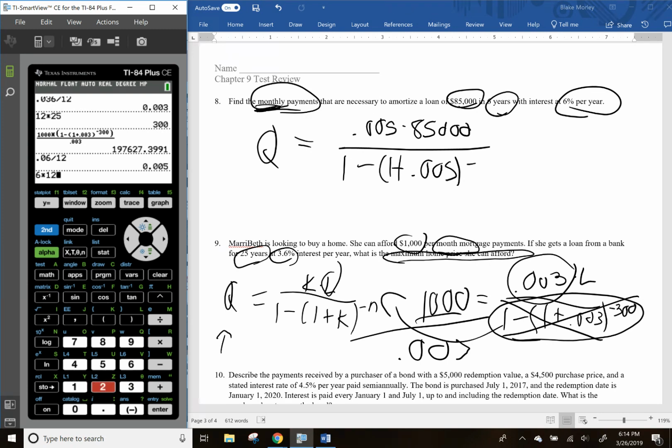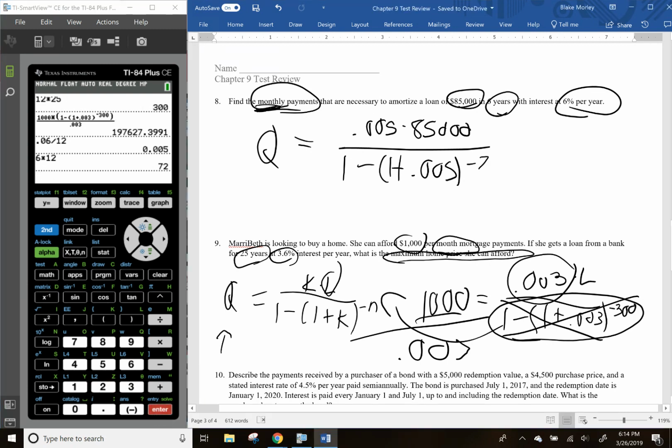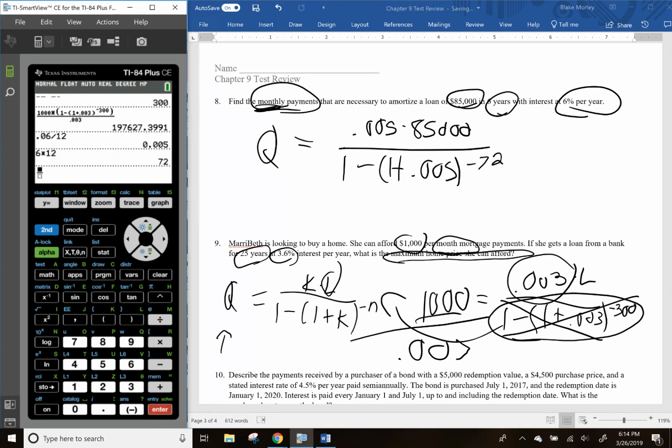6 times 12. We get 72. So negative 72 power. So all you got to do is type all this in. All right, 0.005 times 85,000 over 1 minus parentheses 1 plus 0.005 to the negative 72 power. That looks good. So there it is. The monthly payment for that would be $1,408.70.